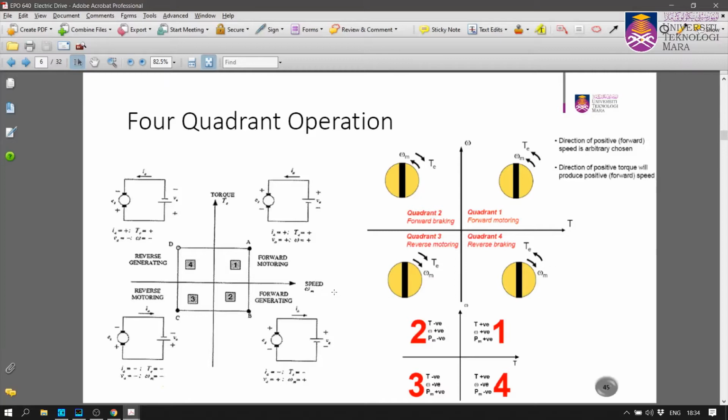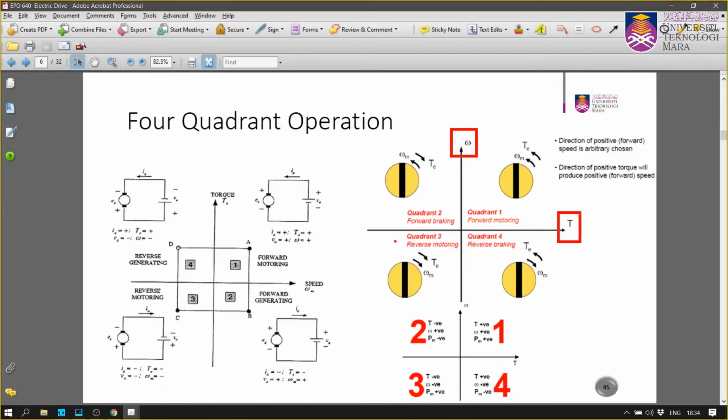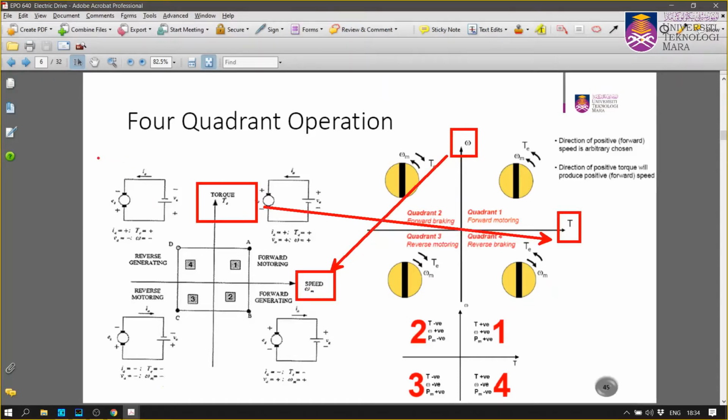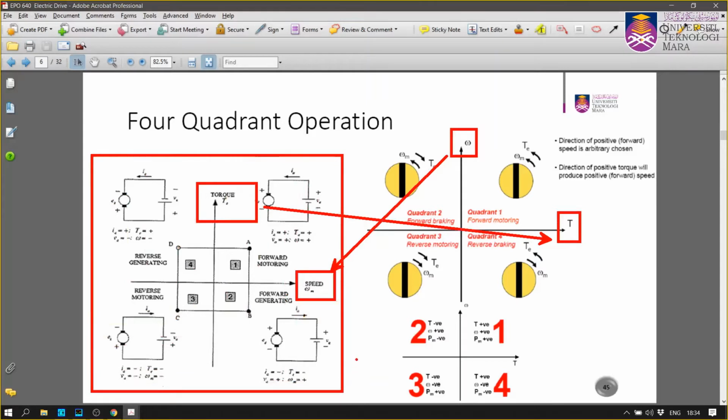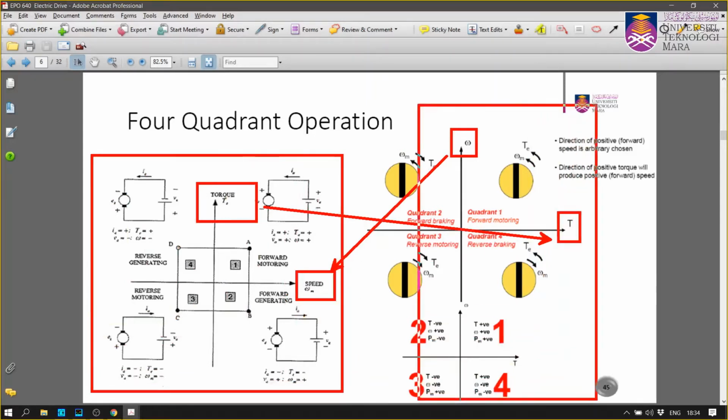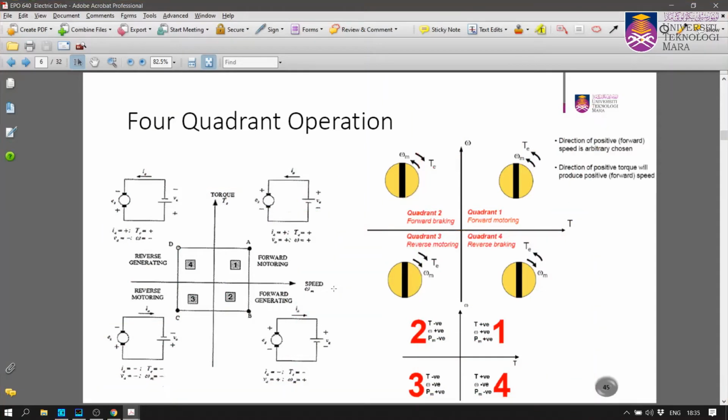So just remember, we can have omega torque characteristic. Remember, we can also have torque speed characteristic, which is the invert, isn't it? It interchanges from y-axis to x-axis. You can represent this as torque versus speed, or you can have speed versus torque. But the reference for the region is always the same.